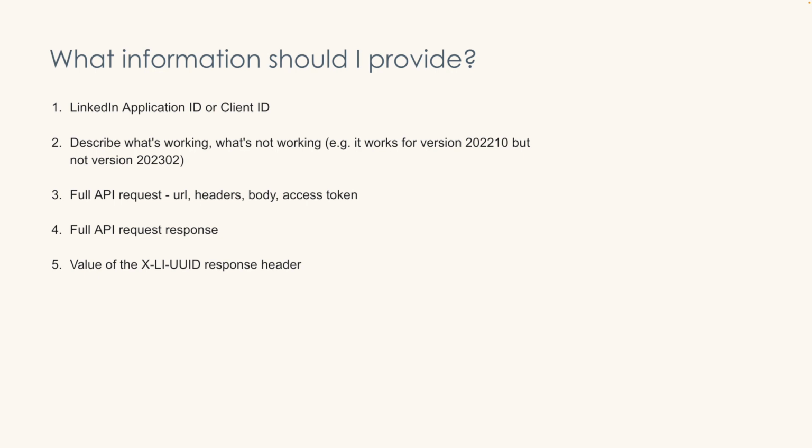The XLI is a response header that is returned with every single API request. If you added all the headers in step 3, it should already be there, but just for good measure, always add it to your ticket for the what's working and what's not working scenarios.